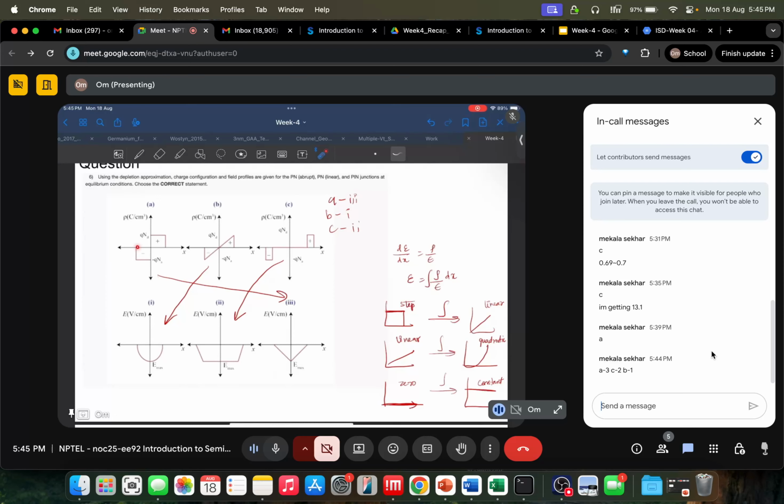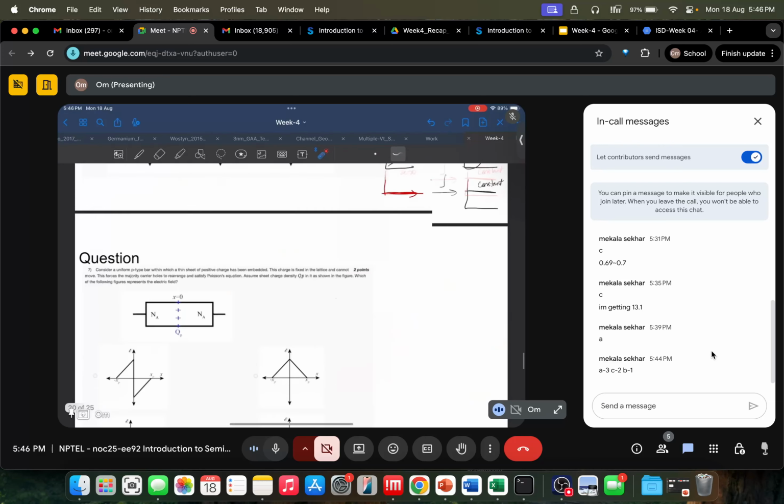Like we see, first step, it changes to linear. For linear, it changes to quadratic. And for the step, 0 and step, it is like linear, then constant, then linear. Okay, next question.